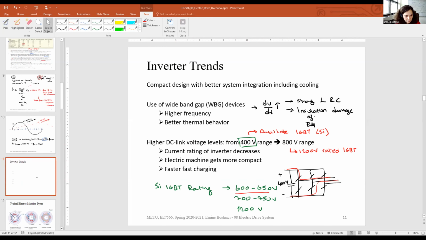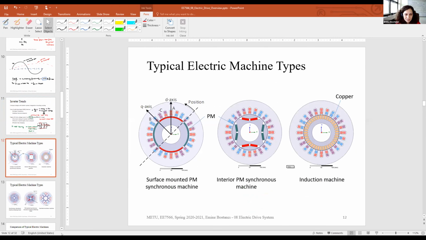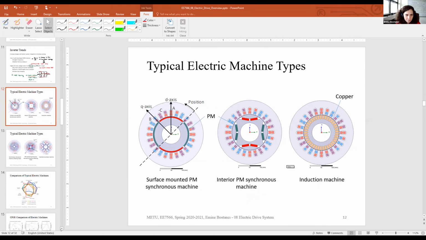And now, do you have any comments or any questions regarding that? Okay, let me continue with the electric machine types too. Otherwise, we cannot finish the topics again.